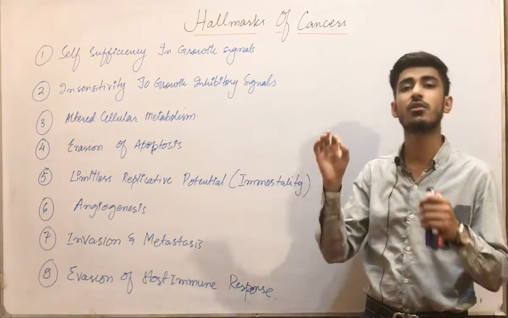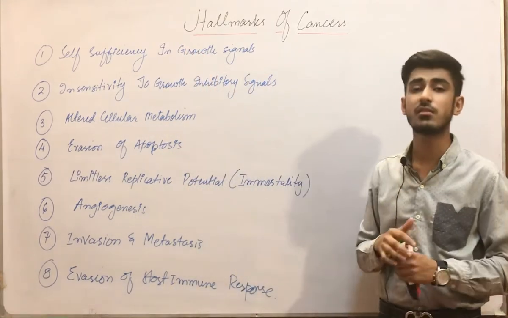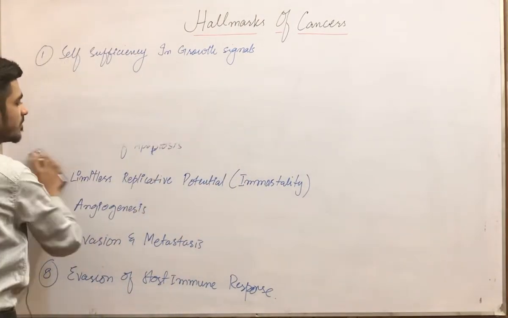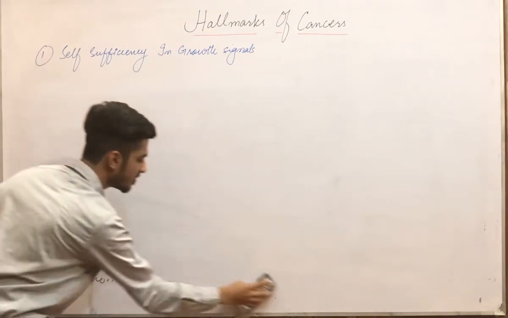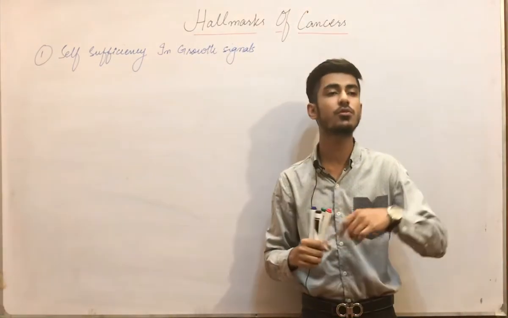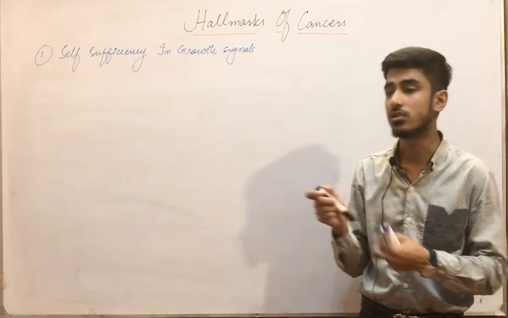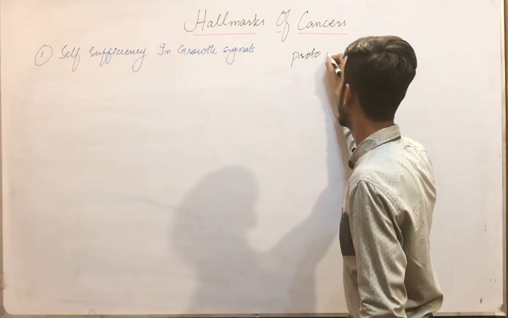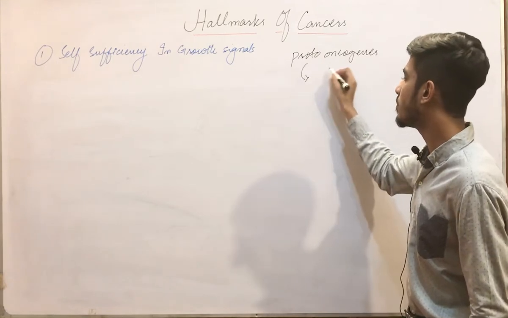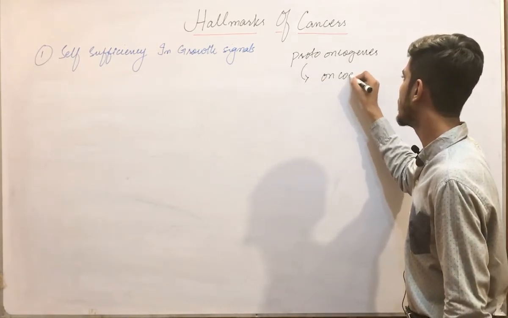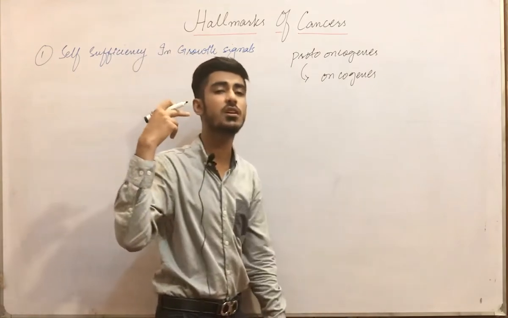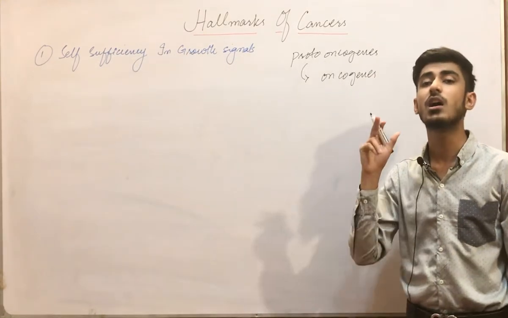We will be discussing each and every hallmark in detail, starting with the first hallmark, self-sufficiency in the growth signal. I am erasing these 8 hallmarks; this was just a brief introduction. Now we will be studying the first hallmark, self-sufficiency in growth. I have already told you that we have certain genes that promote growth, and they are called proto-oncogenes. These are normal genes that carry out growth, but when mutation occurs in the proto-oncogenes, they become oncogenes, and when these oncogenes form proteins, those are called oncoproteins.